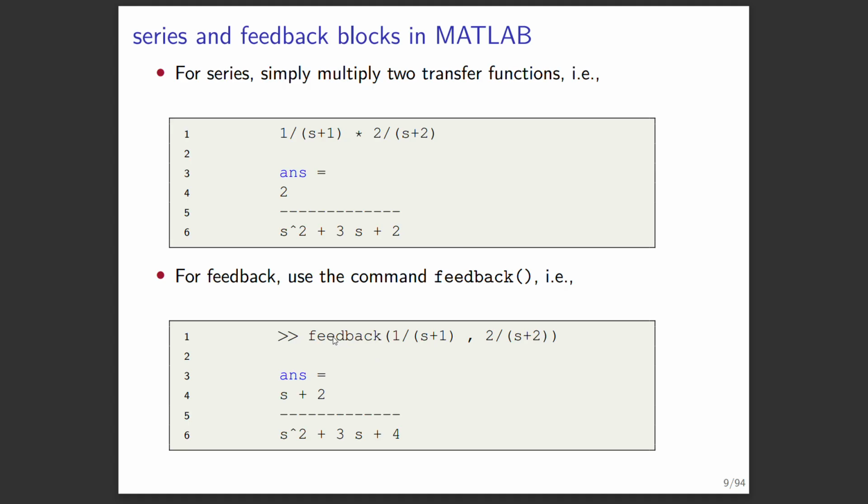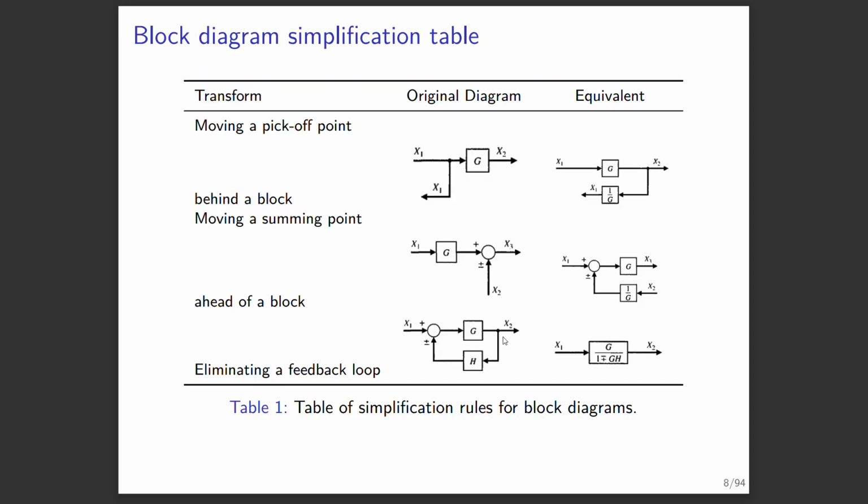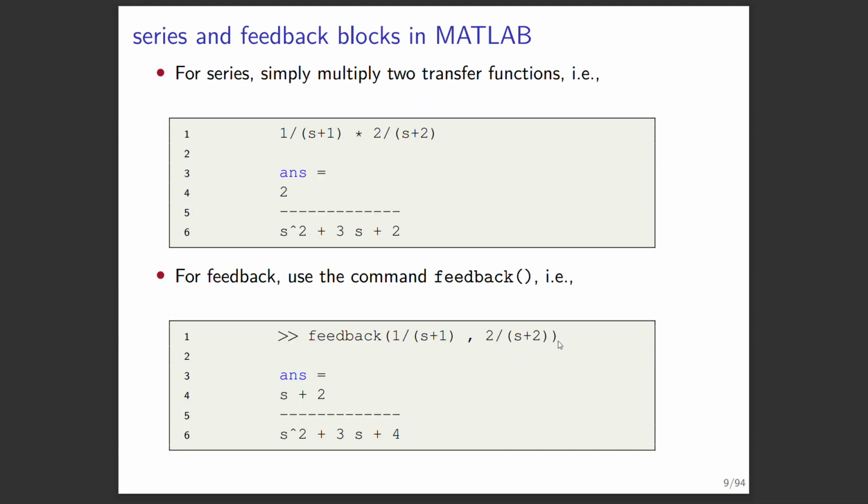So feedback of 1 divided by s plus 1 and 2 divided by s plus 2 would create the negative feedback loop of G and H. So the default is negative. If you don't mention the sign, MATLAB thinks you are putting these two blocks in negative feedback.